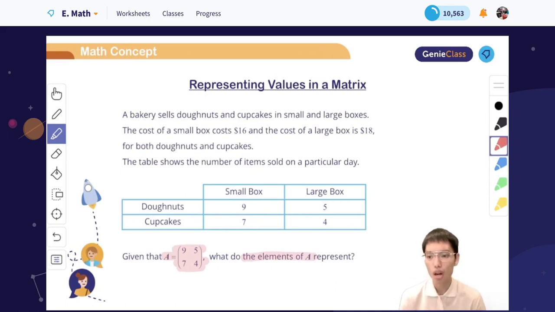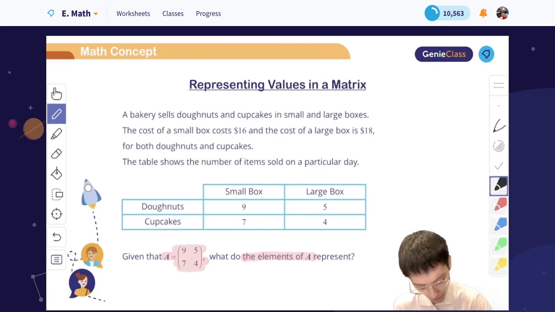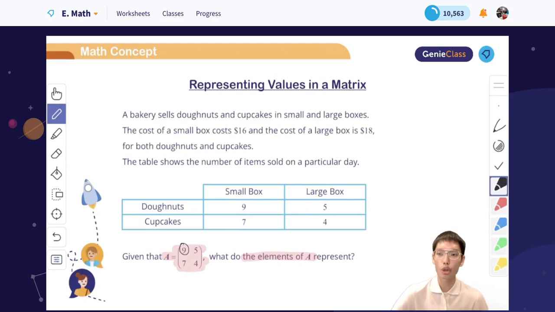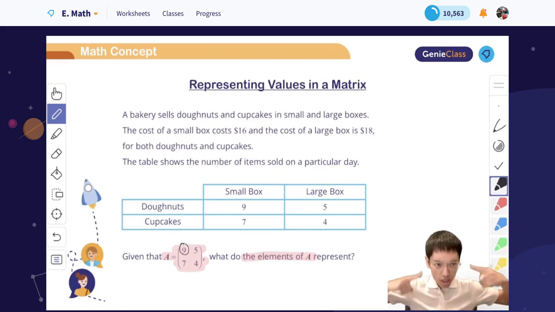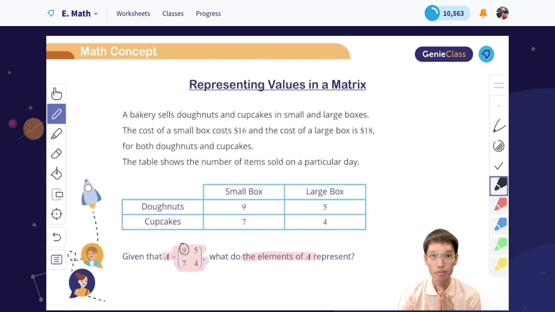what do the elements of A actually represent? Anybody want to give it a shot? Now, what do the elements of A actually represent over here? In fact, if this is a little bit too hard for you to type, maybe let me zoom in over here. If you understand the question, what does this particular element represent based on the question? If you think about it, this is actually the journey of understanding how matrices work. I'll give you some time to actually think about it.